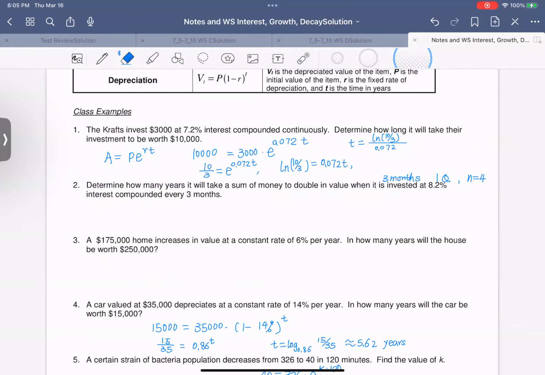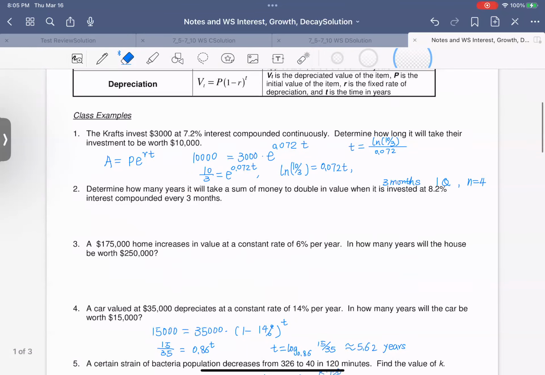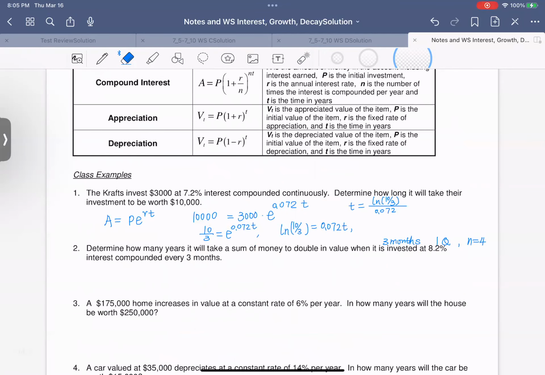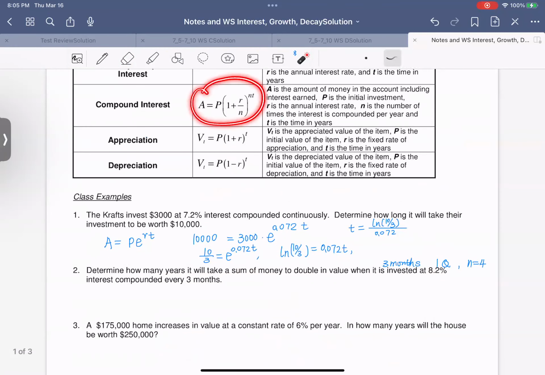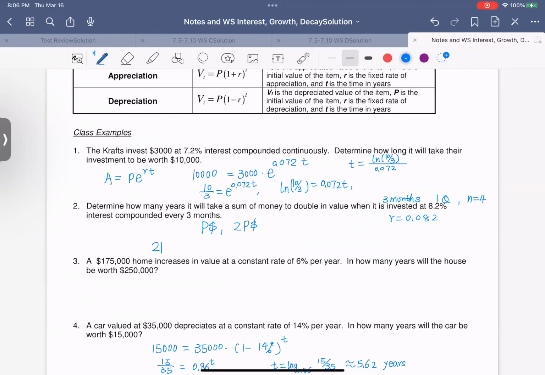You want to make some money double, right? Yes. So which formula do you want to use? Compound interest, right? Yes. And you have the rate of 8.2%, so the r is 0.082. If you put P dollars and you want to change this to be 2P dollars, then 2P is the new and P is the old, right? Yes.